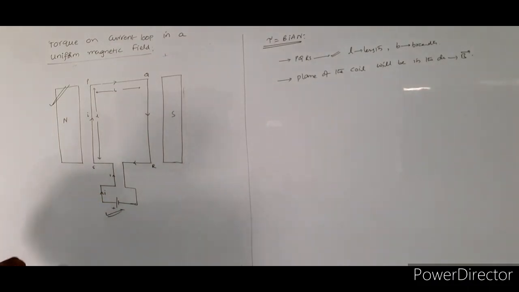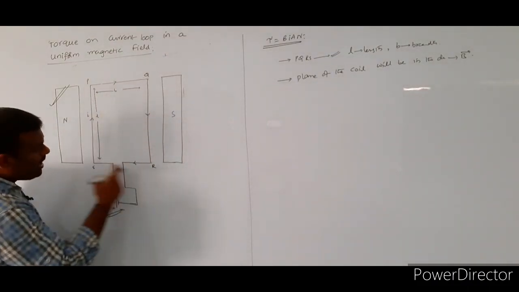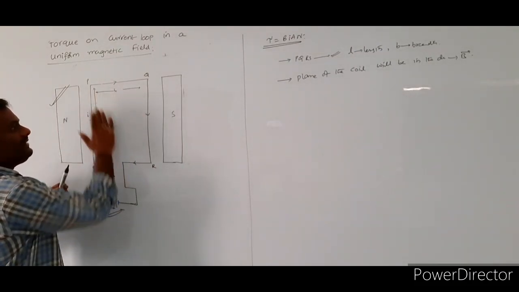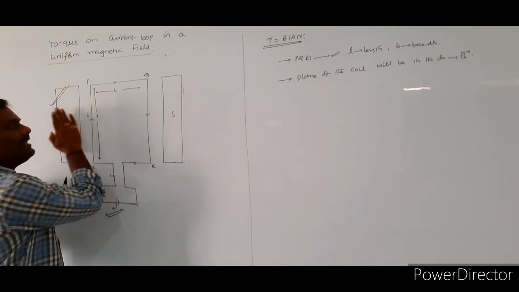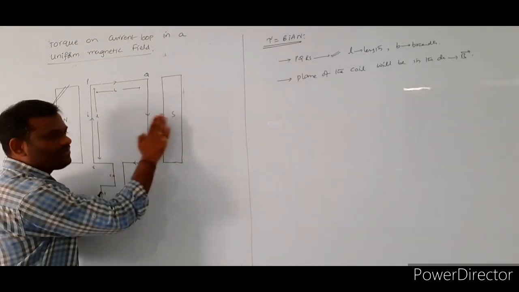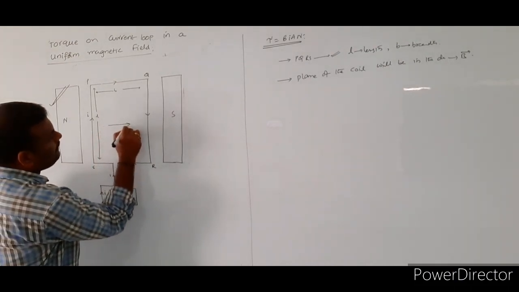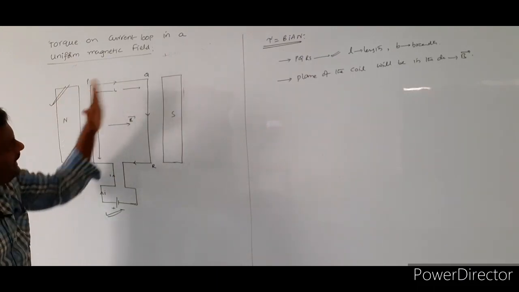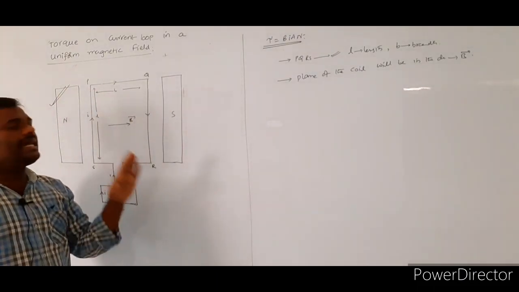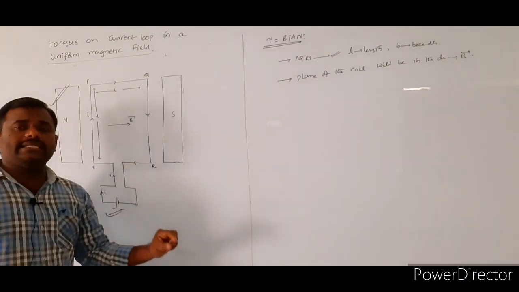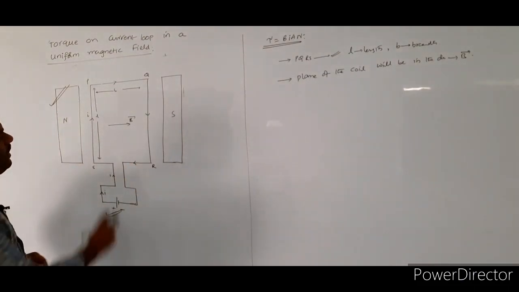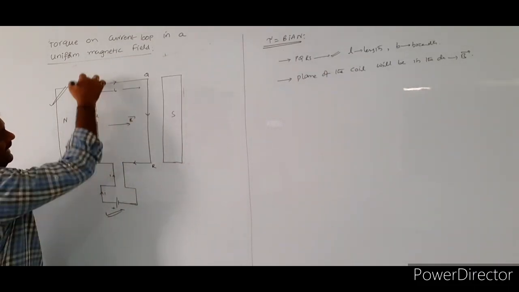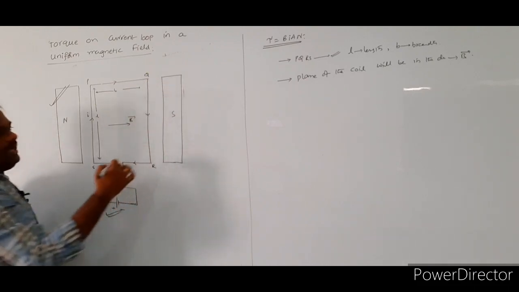If you see here, in this PQRS rectangular current carrying coil, its plane is the xy plane. Suppose we assume the xy plane, this plane is parallel to the direction of the magnetic field. The direction of the magnetic field acts from where to where? From the north pole to the south pole. So its plane also lies in the direction of the external magnetic field.